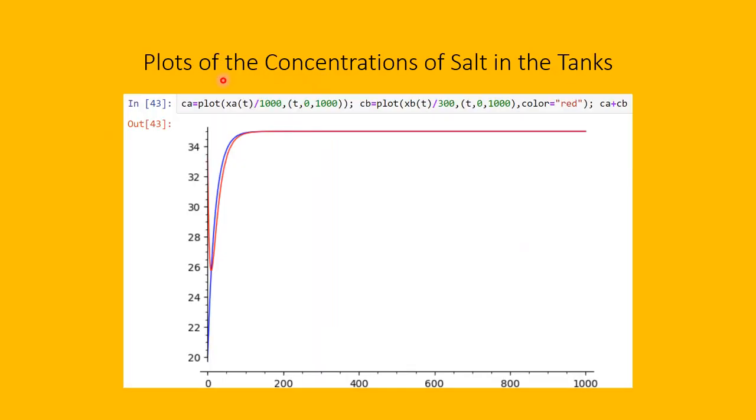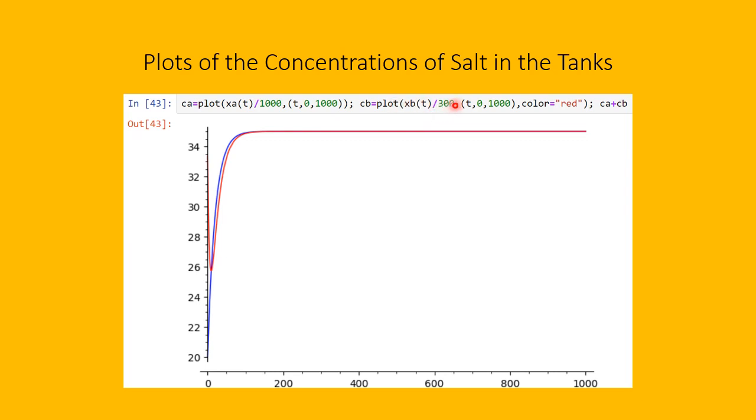So let's look at two plots, the plots of the concentrations of salt in tanks A and B, and we're going to put them on one graph over here. First of all, the concentration of salt in tank A is just the amount of salt in tank A at time t divided by the number of liters of fluid in tank A, and so it's x_A of t divided by 1,000. We're going to plot this concentration for t from 0 to 1,000, and we'll call that plot Ca.